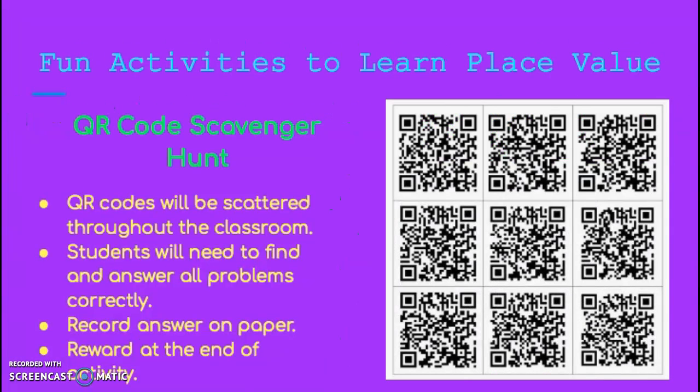The next activity is the QR code scavenger hunt. I cannot wait to use this activity in my future classroom. QR codes are scattered in the classroom and will be color-coded. The front of the class is the starting point, so there will be a map of the different colors they need to find in that specific order. And the students will record their answers on a sheet of paper and turn it in to me at the end. And if they answered all questions correctly, they will receive a reward.